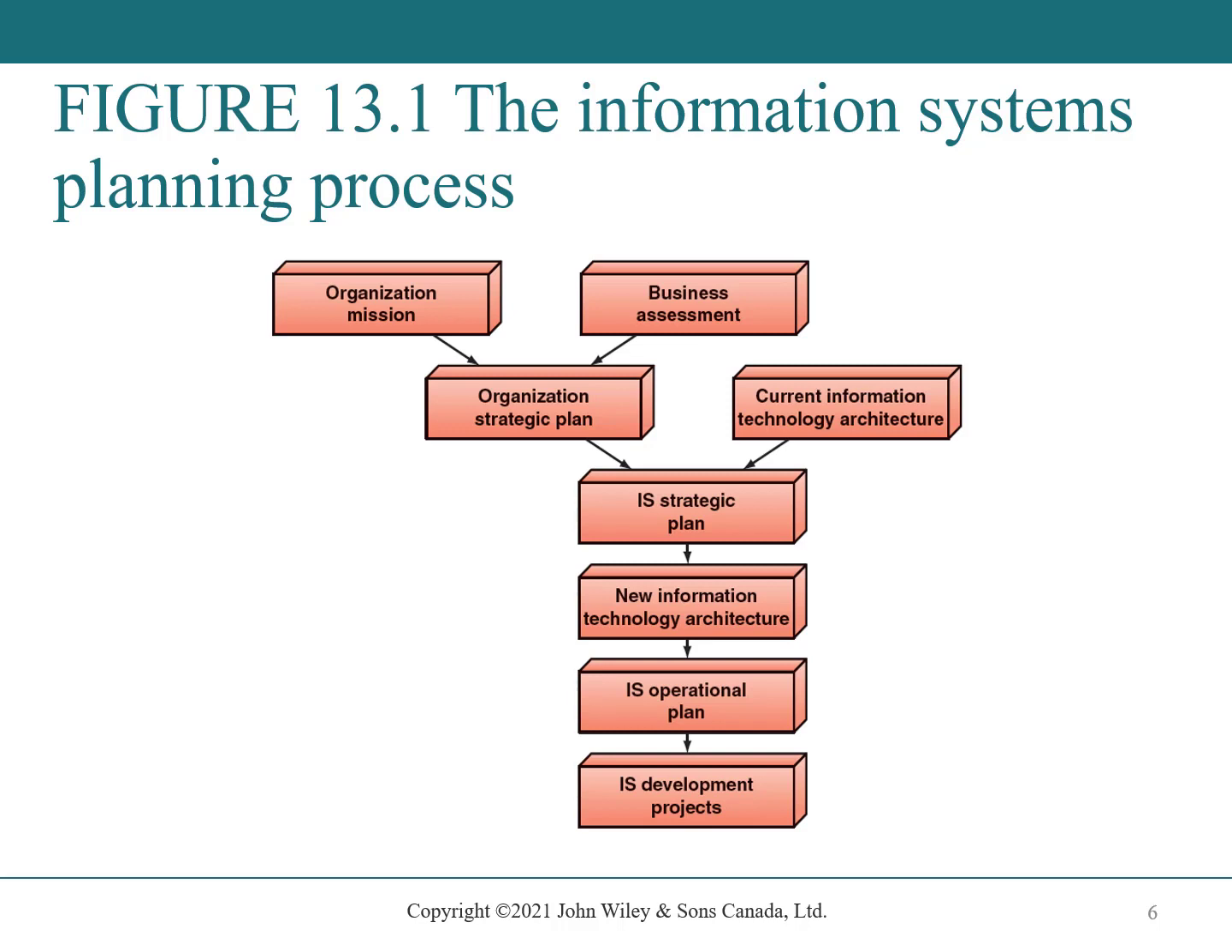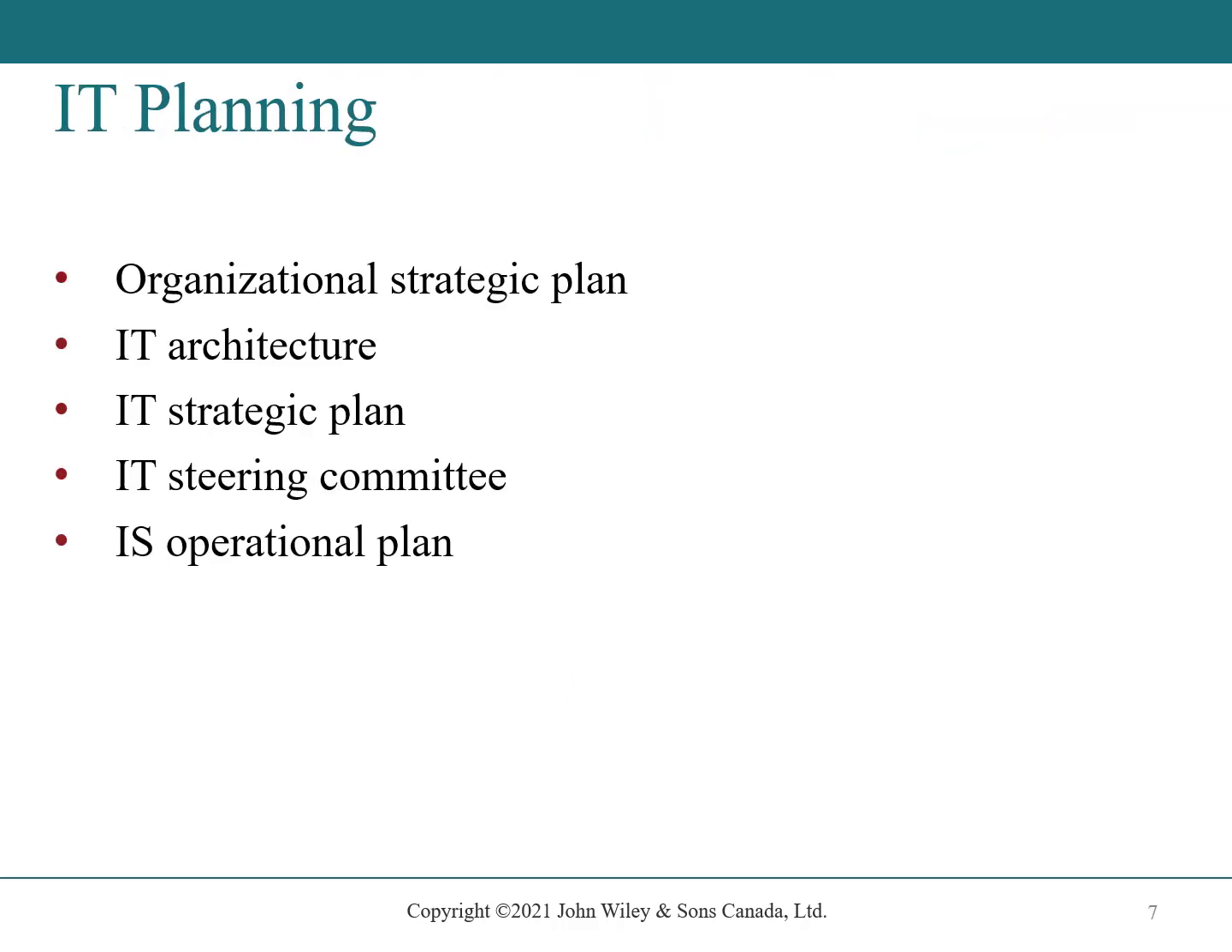At that point, the current information technology architecture comes into play. An IS strategic plan is made, new information technology architecture is determined, IS operational plan is implemented, and IS development projects begin. IT planning. We're going to discuss organizational strategic plan, IT architecture, IT strategic plan, IT steering committee, and the information system operational plan.